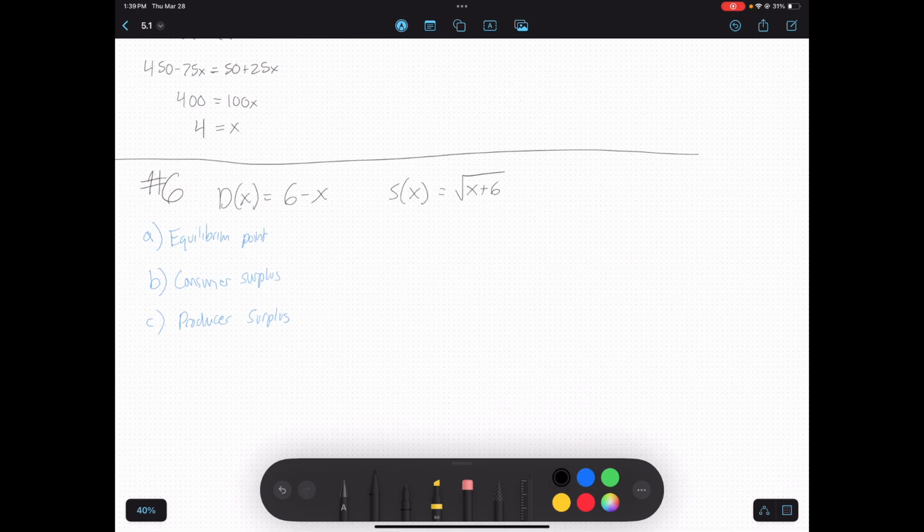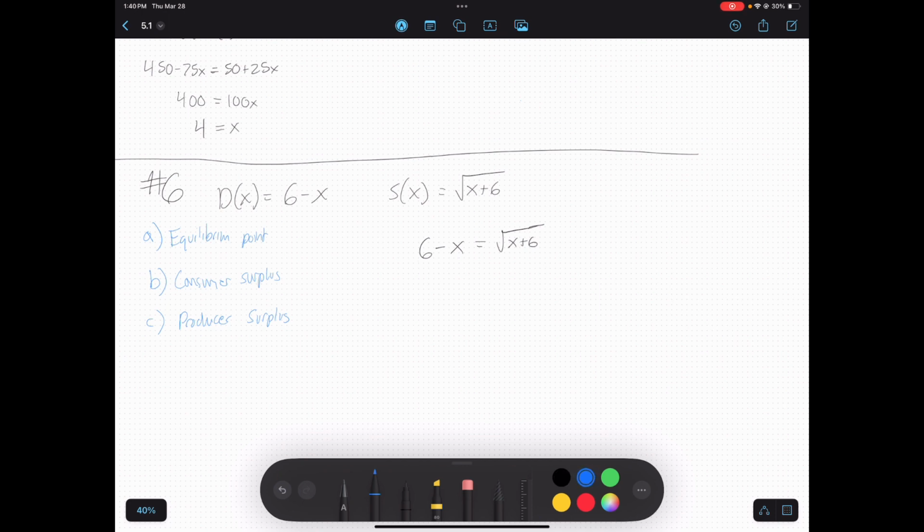So first thing I need to do is find my equilibrium point. And how do I do that? Like I said in that last example, I can do that just by setting my 2 equations equal to each other. Set your supply equation equal to your demand equation to find the optimal amount of products you should produce. Okay. How do I deal with this, though?